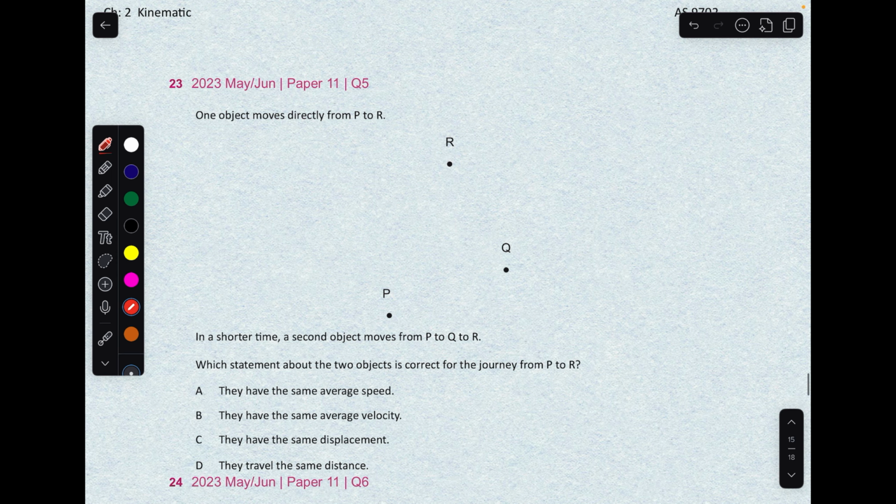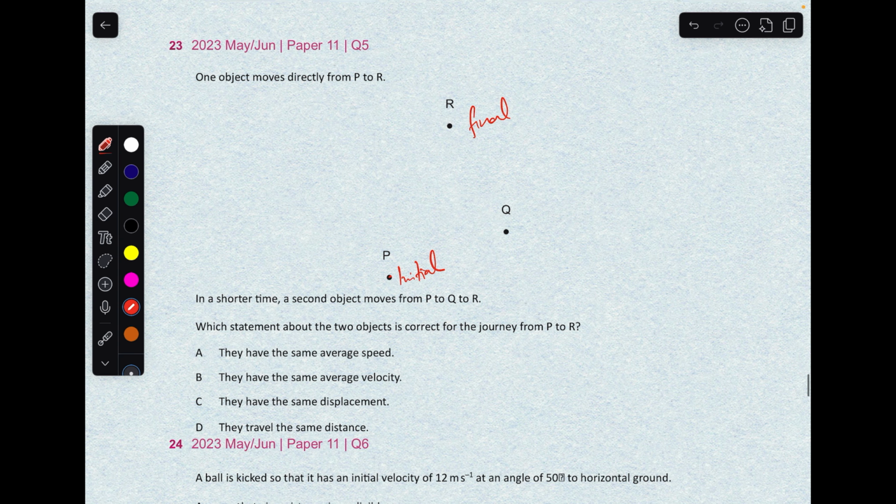So the next question: one object moved directly from P to R. This is point P, the initial point. This is the final position where it goes. In a shorter time, a second object moved from P to Q and then R. Which statement about the two objects is correct?